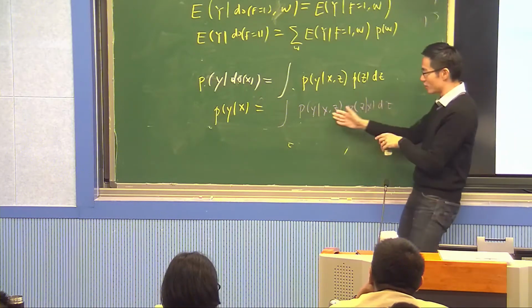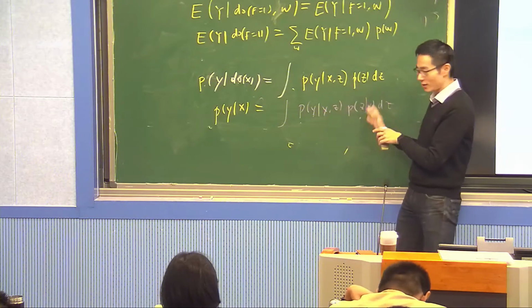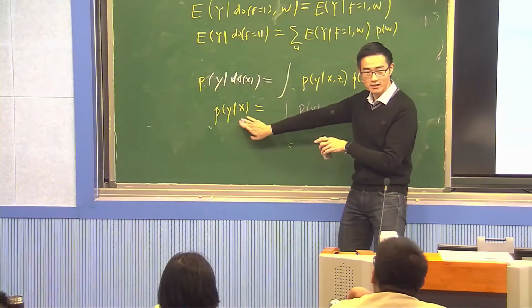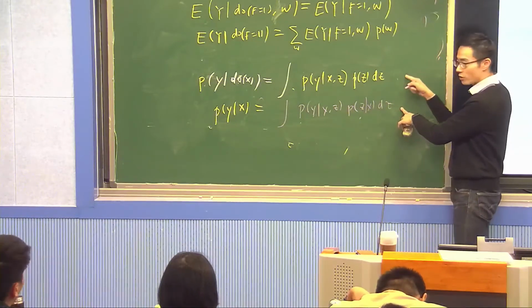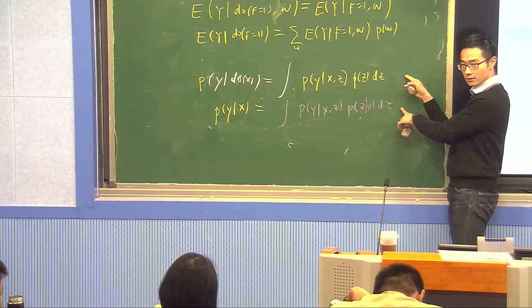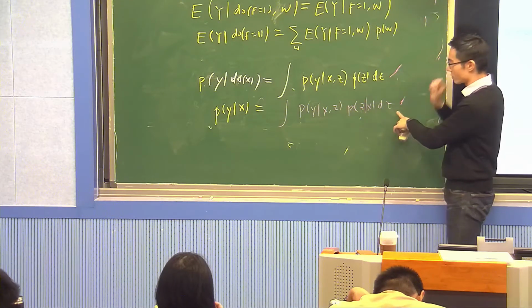Because everything needs to condition on x. Everything needs to condition on x because we are conditioned on x, okay? We are conditioned on x. So, this is correlation. This is causation. All right? This is causation. This is correlation. They're different.